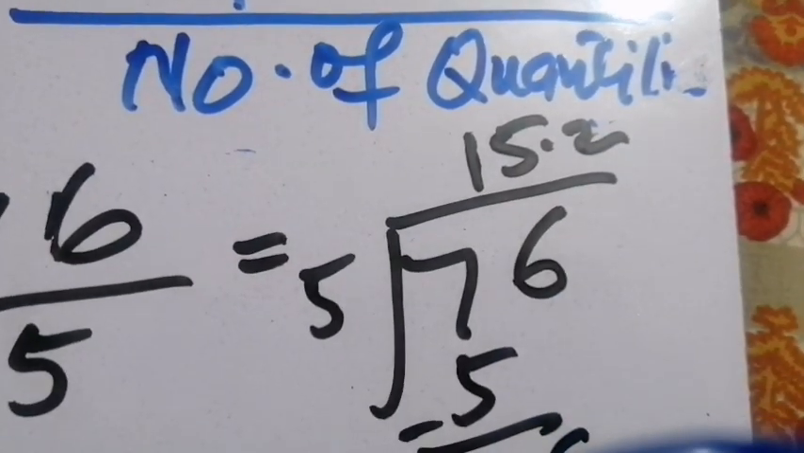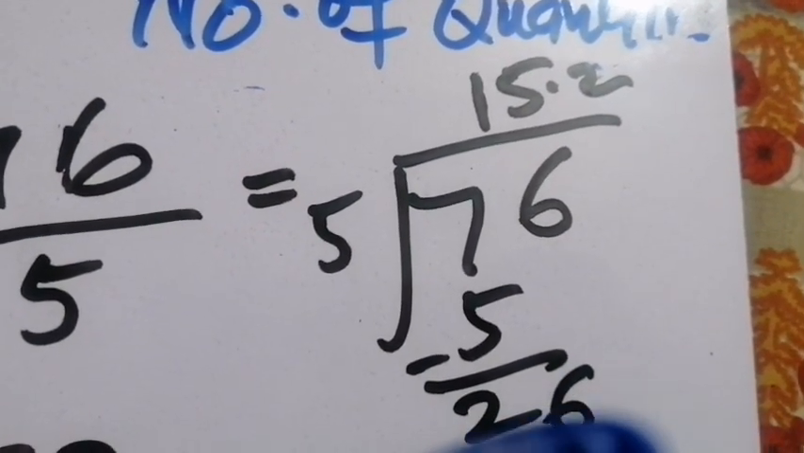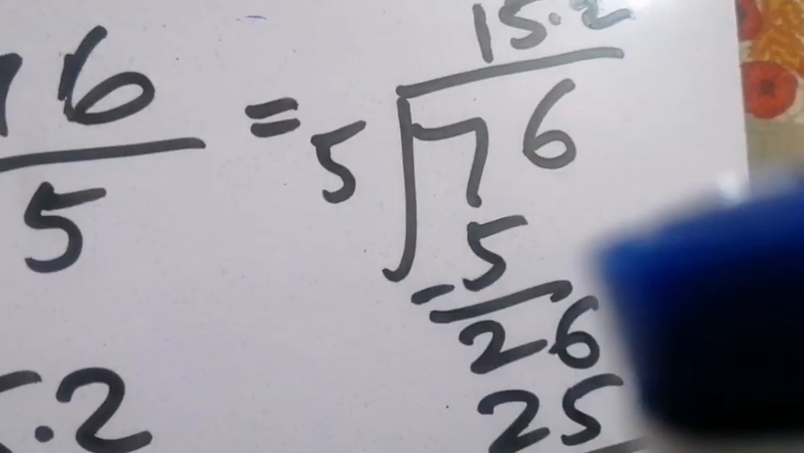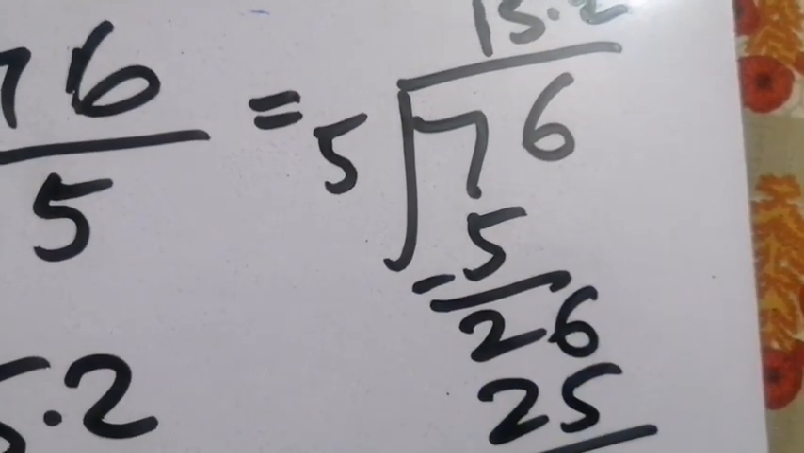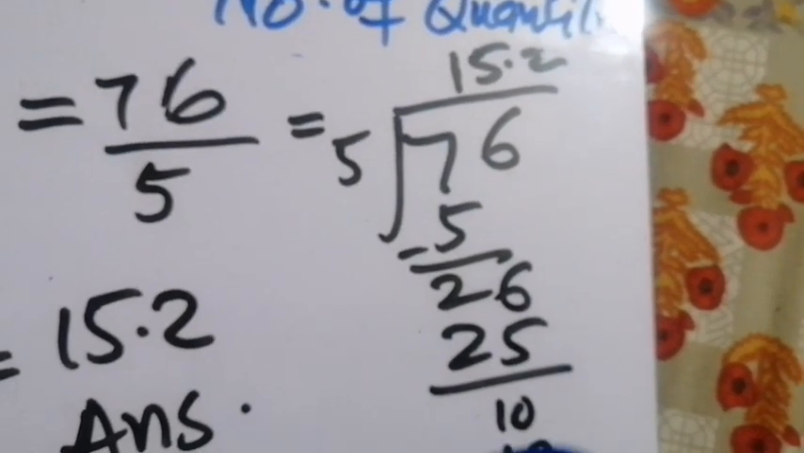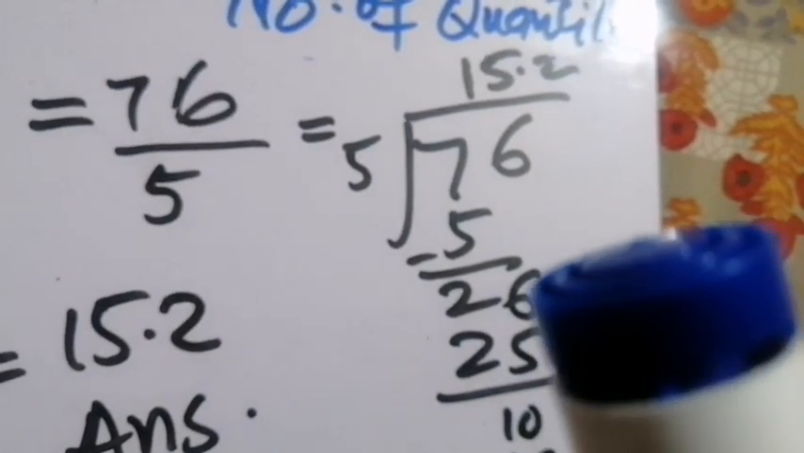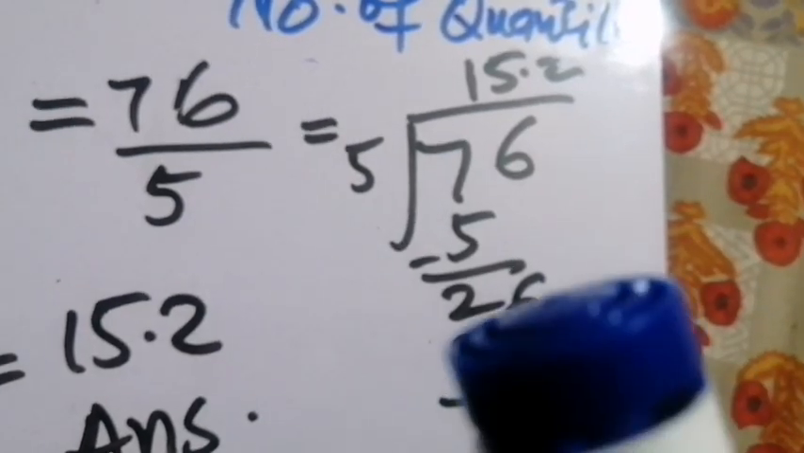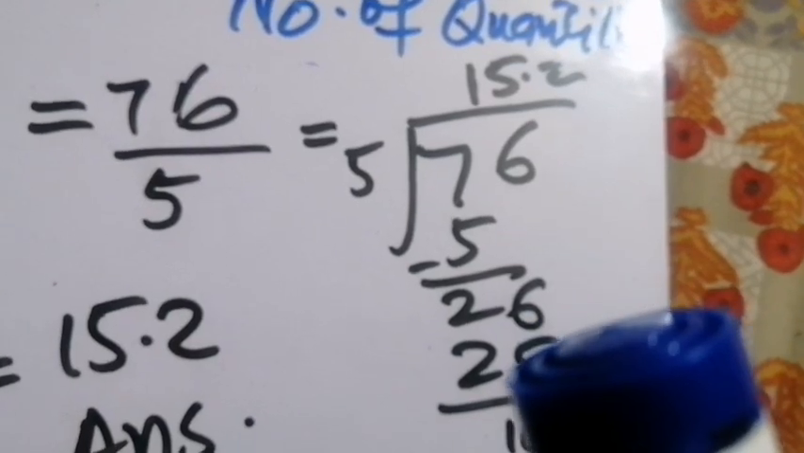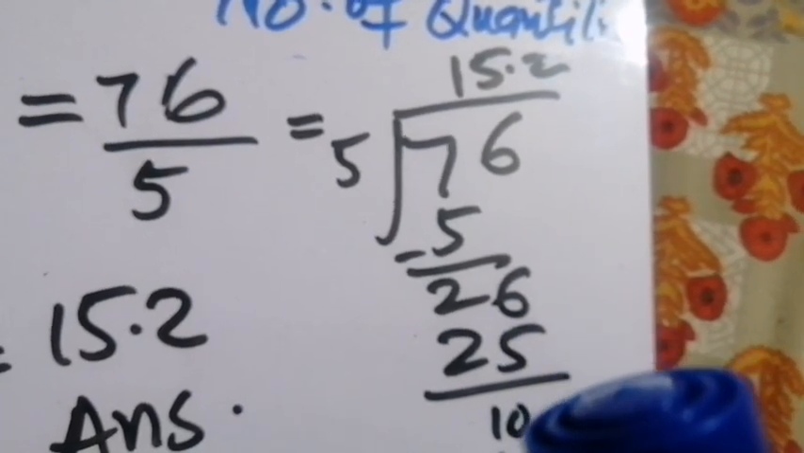5 ones are 5. We'll do 7 minus 5 is 2, and 6 we will bring down, 26. 5 5s are 25, and 26 minus 25 is 1. So 2 minus 2 is 0. No need to write 0 here.